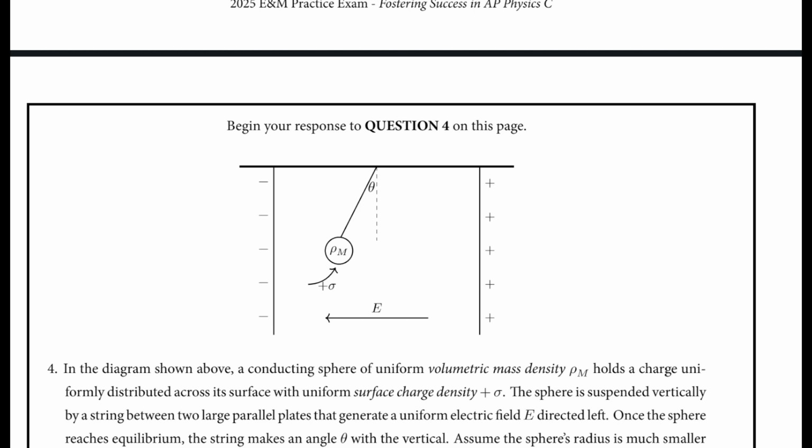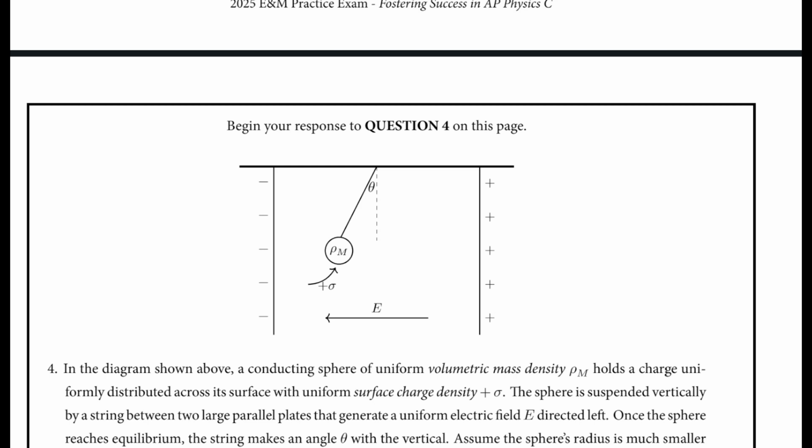And now to finish, we have question 4. So we've seen that we've gone through our induction, magnetic fields, and circuit questions. So this actually leaves the electrostatics question last. So this is going to be either Coulomb's law or Gauss's law.